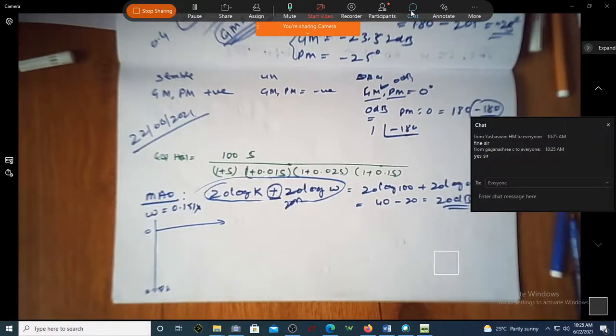Yashaswini, tell me why. What is the 20 log k plus or minus 20 n log omega? Sir, plus or minus because it will depend upon whether the zero is at the origin or the pole is there. Madam, the zero is at origin. Yes, sir. Zero is at origin or pole. Come again.